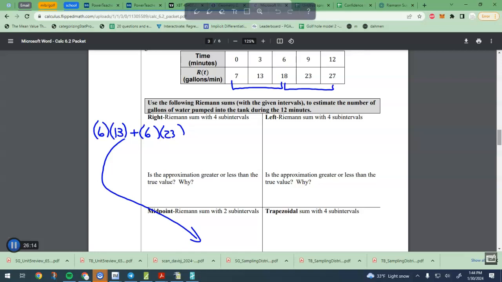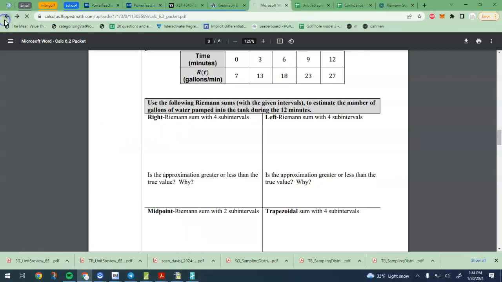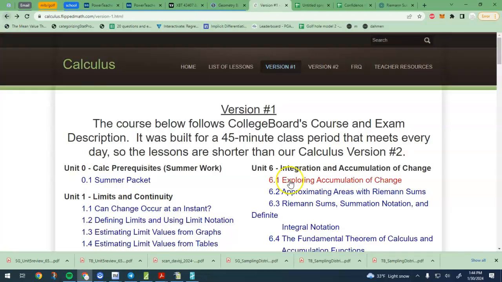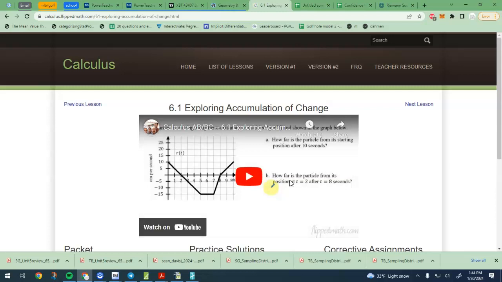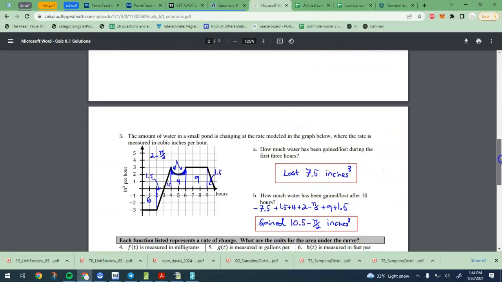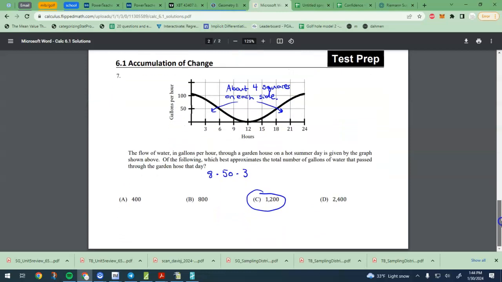Okay, go ahead and get started on 6-2. How are you going to do 6-1? Number 7? I mean, you pretty much just did it anyways, so that's fine. Really? Just curious what it is. Oh, gotcha. Yeah, so it's like the areas.